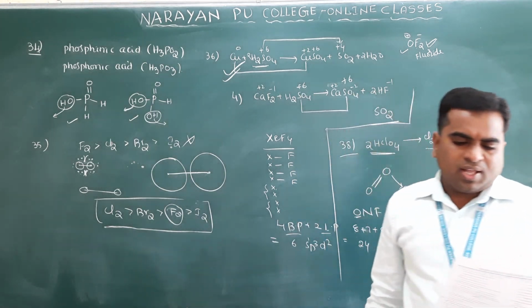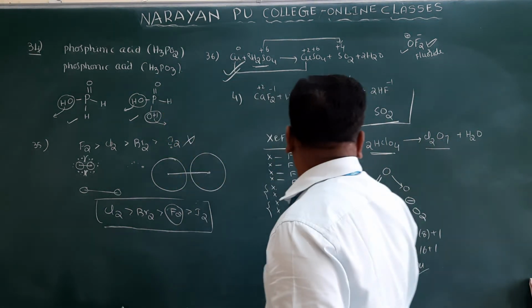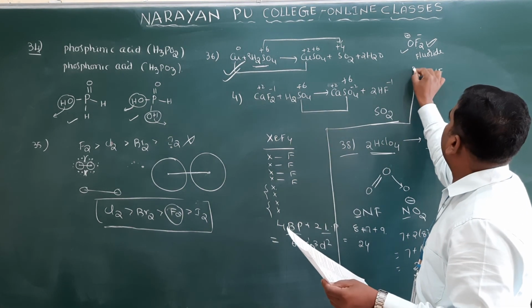Clear? Next one. The variation of boiling points of hydrogen halides, they have given HF. Which question is this? This is the 39th question.